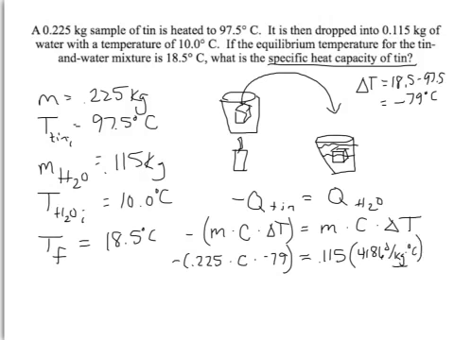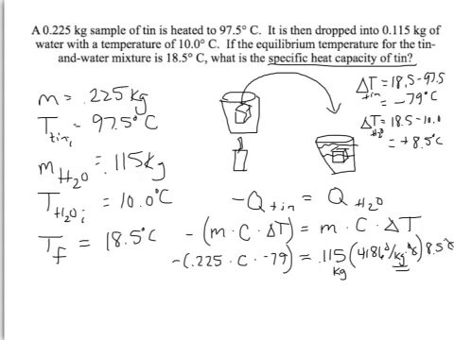Super important that these units match the units of all of your other variables. So mass has to be in kilograms, heat will be in joules on both sides, and your temperature changes have to be in Celsius. And so the temperature change the water went through, again, had a final of 18.5. This was the tin. This is the water. Final temperature of 18.5, an initial of 10.0. So that's a change of positive 8.5 degrees Celsius.